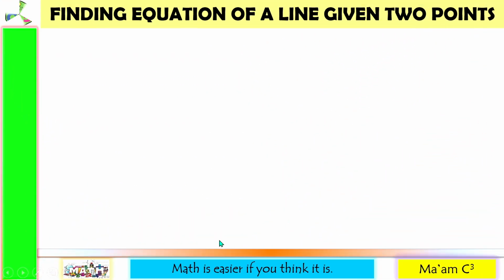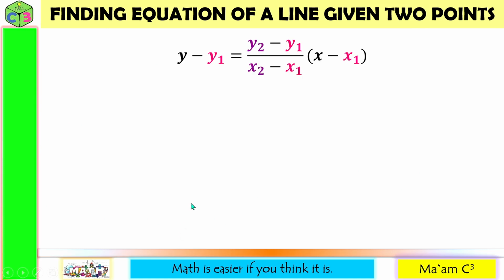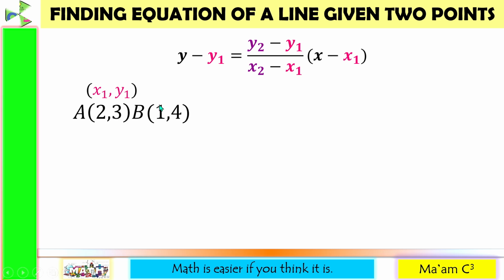Let us find the equation of a line given 2 points. The formula that we are going to use is this one. y minus y sub 1 is equal to y sub 2 minus y sub 1 all over x sub 2 minus x sub 1 times quantity x minus x sub 1. Let's have an example. Let's have 2 points. Point A is (2, 3), while point B is (1, 4). (2, 3) will be our point 1, so this is x sub 1, y sub 1. (1, 4), our point B, will be our second point, so this is x sub 2, y sub 2.